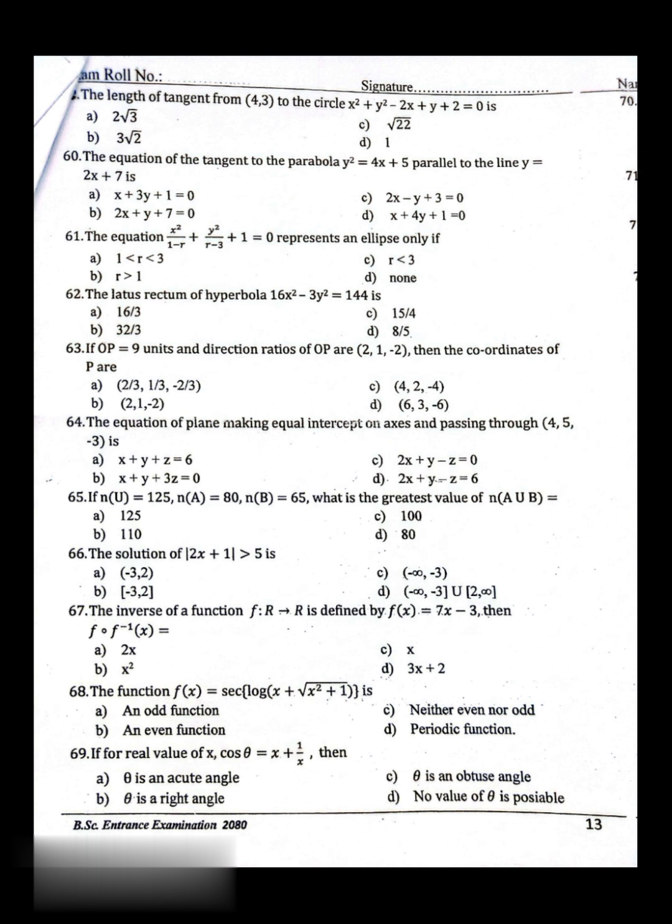60. The equation of the tangent to the parabola y square equal to 4x plus 5 parallel to the line y equal to 2x plus 7 is: A, x plus 3y plus 1 equal to 0; B, 2x plus y plus 7 equal to 0; C, 2x minus y plus 3 equal to 0; D, x plus 4y plus 1 equal to 0.